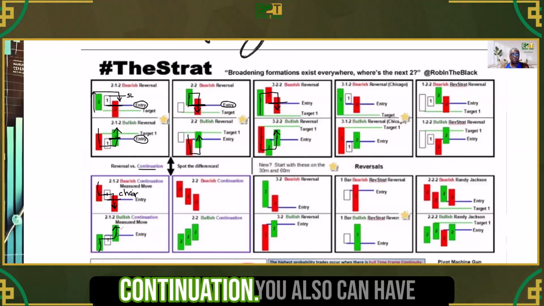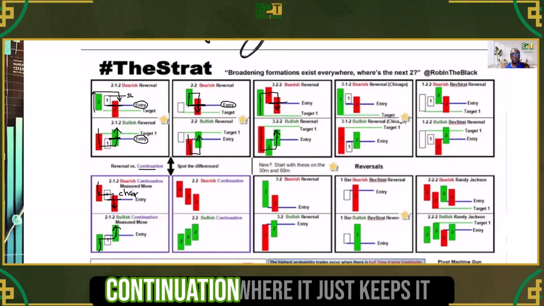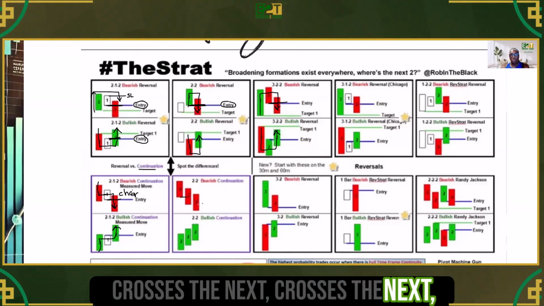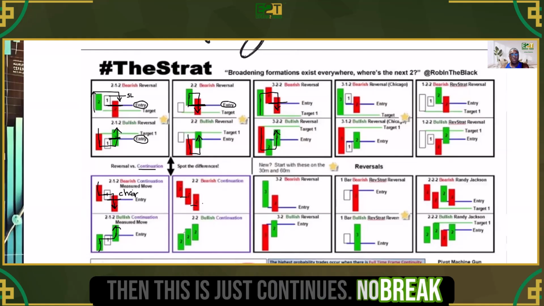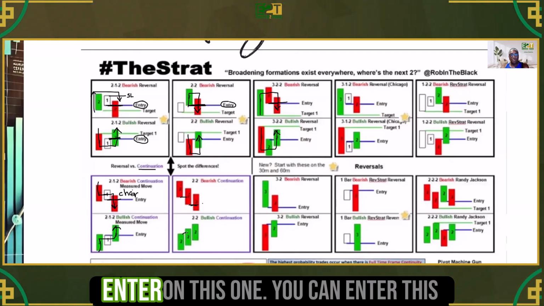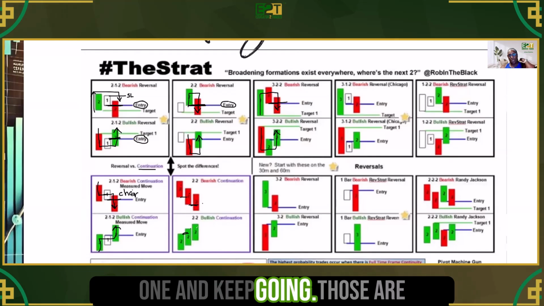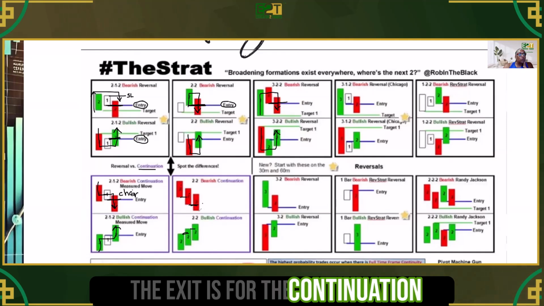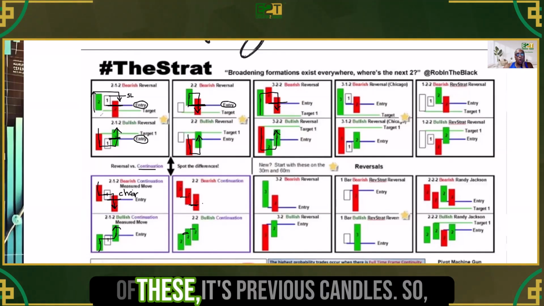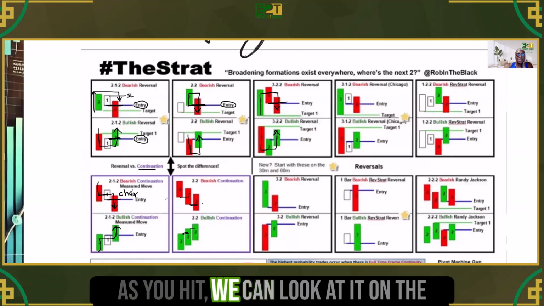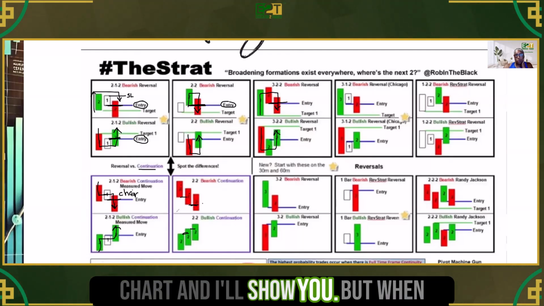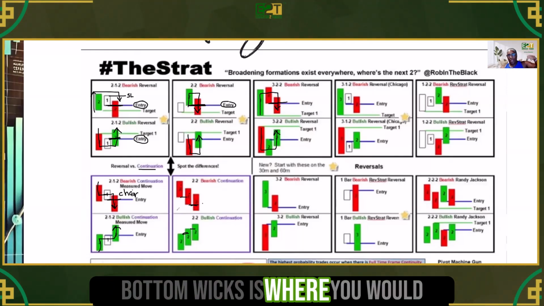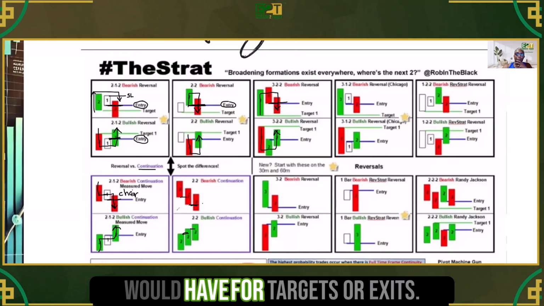That's a continuation. You also can have continuation where it just keeps hitting candle, candle, candle. As one crosses the next, then it just continues. No break there. As soon as it crosses over, you can enter on this one, you can enter this one and keep going. Those are continuation candles. The exits for the continuation would be previous candles. For all of these, it's previous candles. We can look at it on the chart and I'll show you. But when you see the candles over here, their bottom wicks are where you would have your targets or exits.